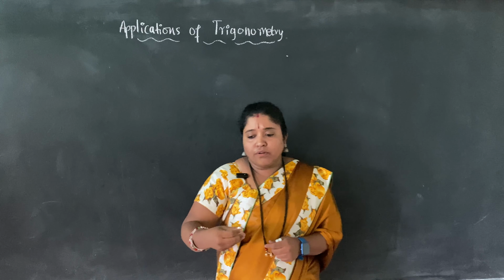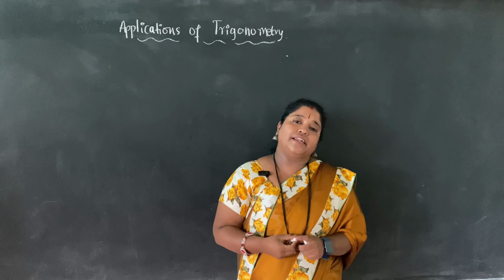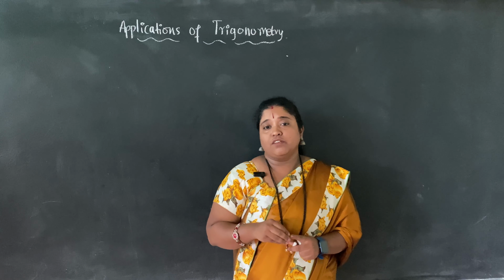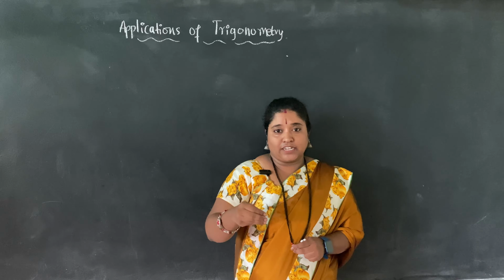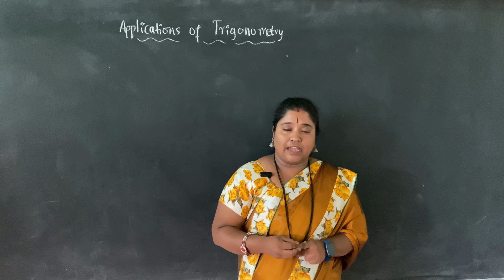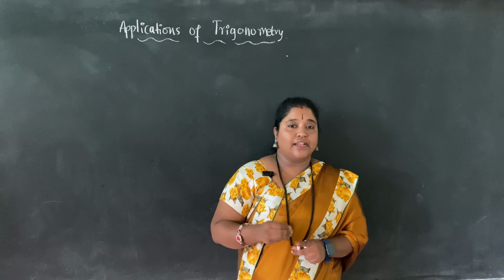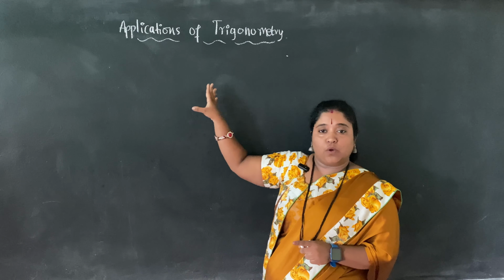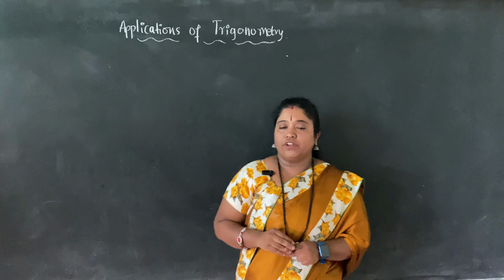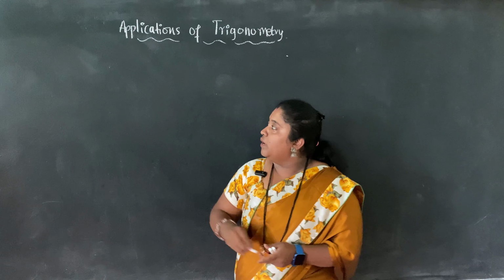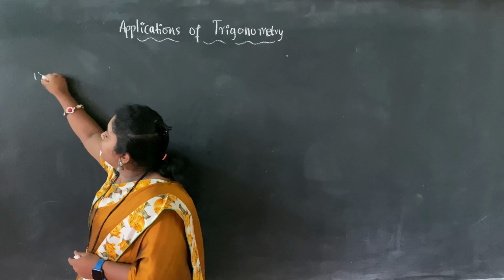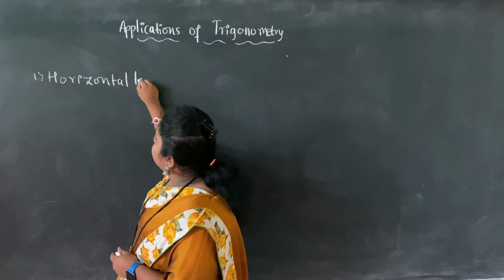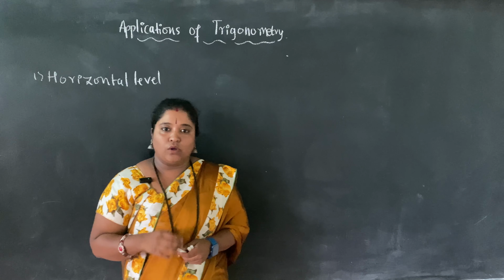Dear, before actually dealing with the questions related to applications of trigonometry, there is some necessary information you should know, like what actually is the horizontal level, line of sight, angle of elevation and angle of depression. These 4 concepts you should know before we solve the questions. Okay, the first thing we'll talk about is the so-called horizontal level. What actually is meant by horizontal level?